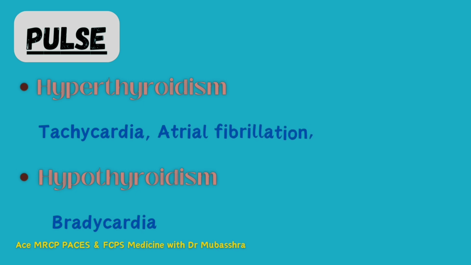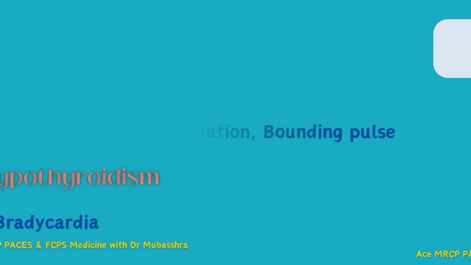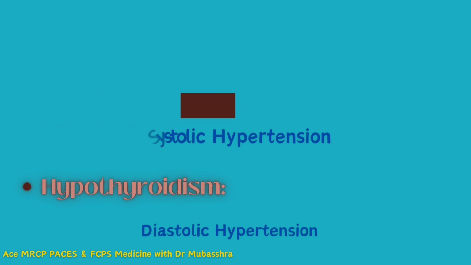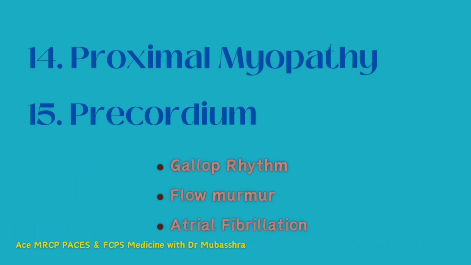Then comes pulse examination. In case of hyperthyroidism, there will be tachycardia, atrial fibrillation or bounding or collapsing pulse. And in case of hypothyroidism, there will be bradycardia. Likewise, for blood pressure in hyperthyroidism, there may be systolic hypertension. And in case of hypothyroidism, there may be diastolic hypertension. Then comes examination of proximal myopathy. It can be there in both cases.